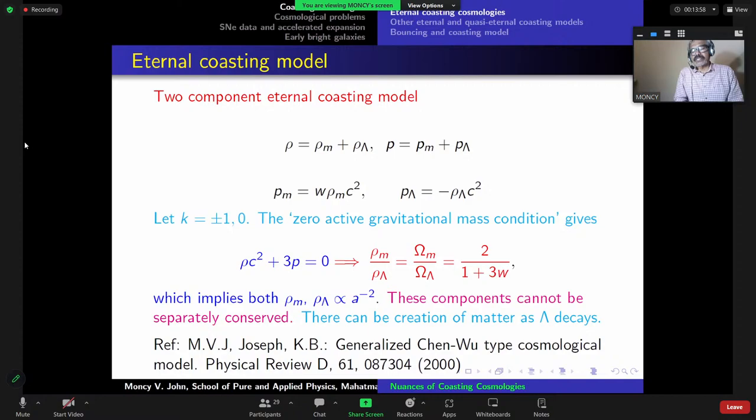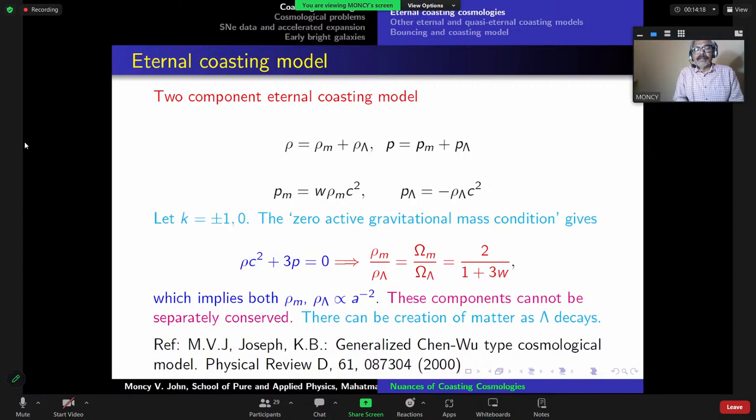That means both matter and lambda densities must vary as a to the power minus 2 to keep this ratio a constant. And that ratio is a constant of the order of 1. So there is no coincidence problem in this model.